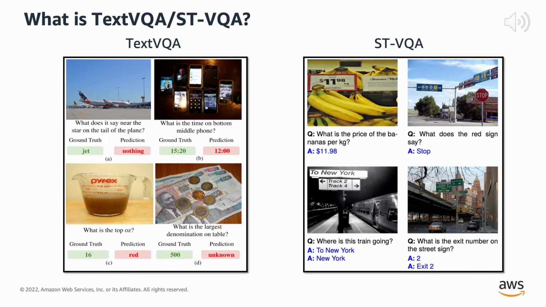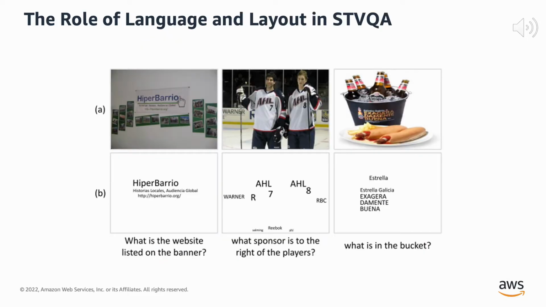ST-VQA is simply a VQA task in which the questions can only be answered by reading the text within the image. In row A, representative samples from TextVQA are shown, where in row B we visualize the information extracted by the OCR system, showing that some questions only require text features. Some require both text and layout information, and only some need to go beyond that. Accounting for that, we propose a layout-aware pre-training and architecture.